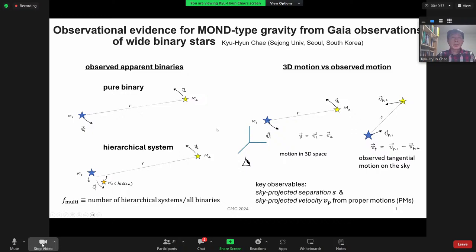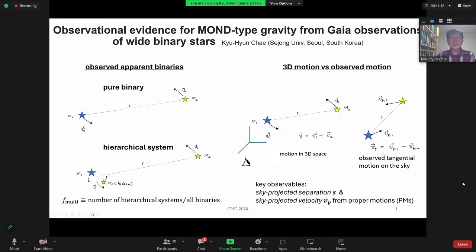Okay, so when we observe apparent binaries, it can be a pure binary without any additional components, or it can be a hierarchical system. And we have to deal with the 3D motion relative to the observed motion. What we observe is the apparent motion on the plane of the sky, although the actual motion is in 3D space. So we have a relative velocity in 3D space and also a relative velocity on the sky. What we observe is the sky-projected separation and sky-projected velocity that come from proper motions.